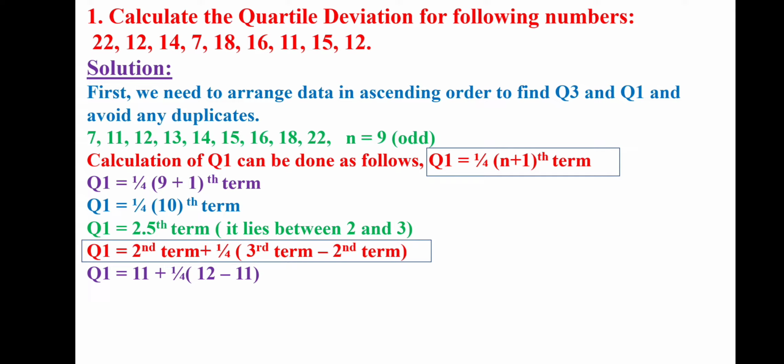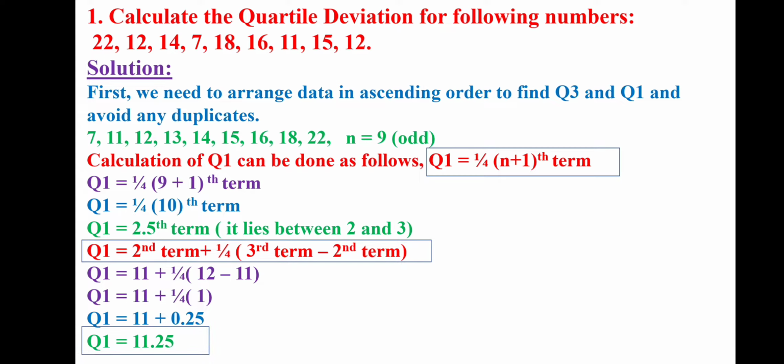So the second term value is 11, plus 1/4 of the third term, 12, minus the second term, 11. Simplify, you will get 11 plus 1/4 of 1. Then we can simplify to 11 plus 0.25. So we will get 11.25. This is called the Q1 value. In a similar way, the Q3 value also we can find out.